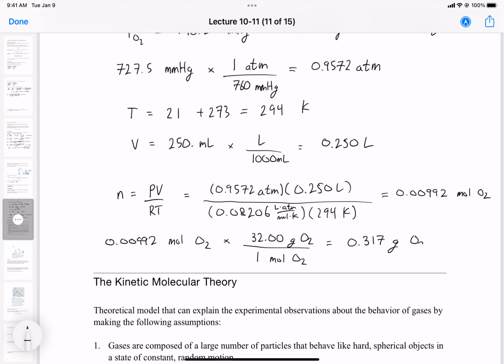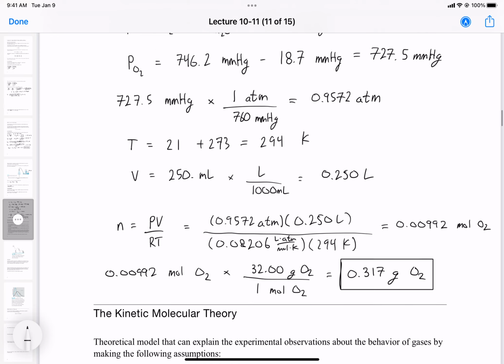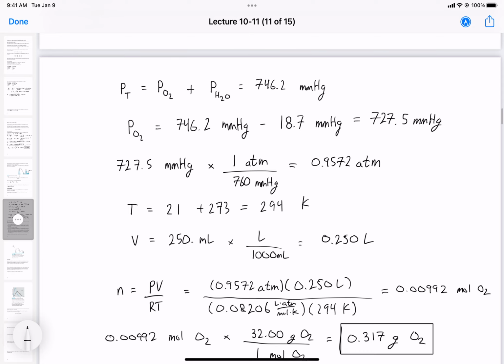So we can collect this much oxygen right here. So 0.317 grams of oxygen. So see, if we collect oxygen gas over water, we have to assume that the total pressure has water vapor in it, so we would consider this contribution of the vapor pressure from water. And I will always give you that information in a problem, so you don't have to memorize any of that.